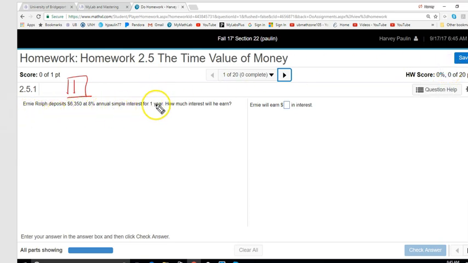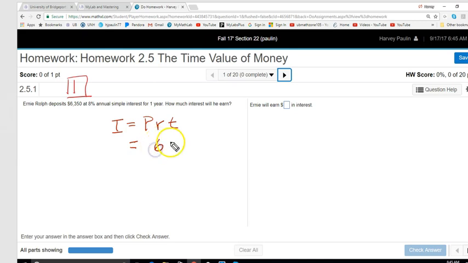we want simple interest. Now, what is the simple interest formula? Well, it's interest equals the principal times the rate times the time. That's the simple interest formula. So, substituting, let's see what you get.